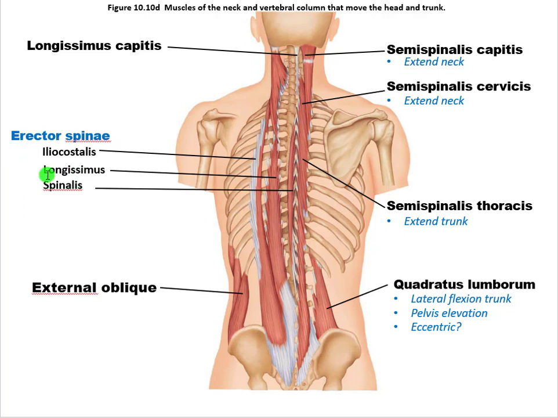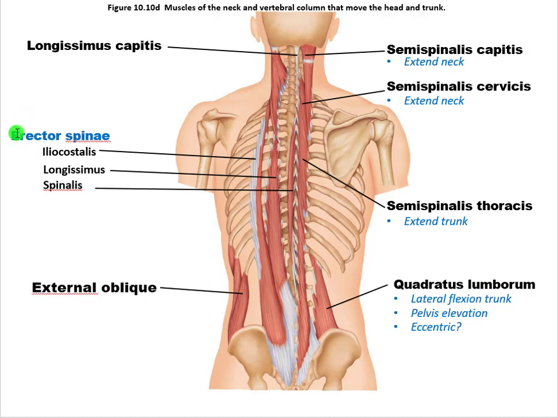Erector spinae. Actually, let's do this one. The erector spinae is a really famous group of muscles. By now, you're comfortable with muscle groupings, right? You're comfortable with the fact that the quadriceps are 4 muscles: vastus medialis, intermedius, vastus lateralis, as well as the rectus femoris. You're comfortable with the fact that the rotator cuff is a group of 4 muscles: supraspinatus, infraspinatus, teres minor, and subscapularis. You're comfortable with the fact that the hamstrings are a group of 3 muscles: the biceps femoris, semitendinosus, semimembranosus. Well, this is just another muscle group.